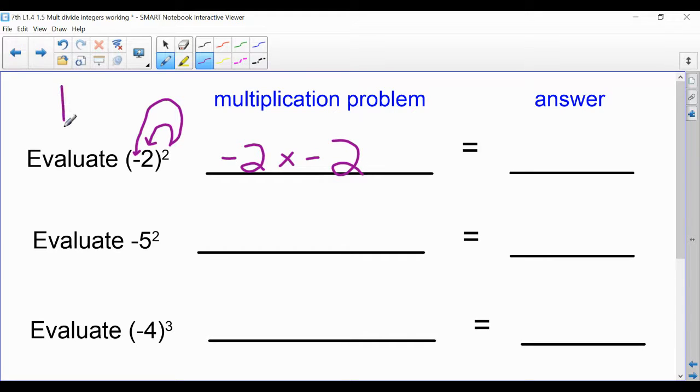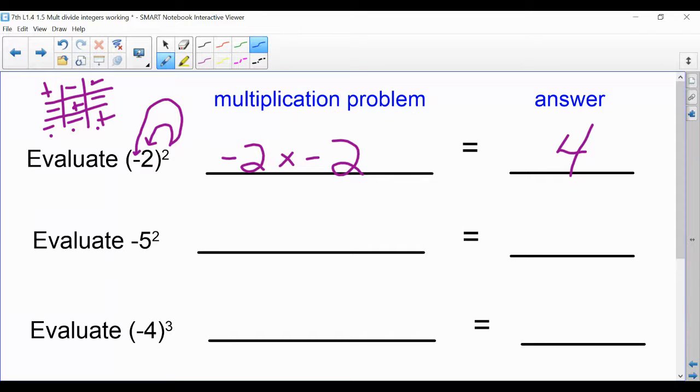So if we look at our tic-tac-toe board for the sign for our answer, and we do 2 times 2. Okay, so 2 times 2 is 4. And then we're multiplying a negative times a negative, which gives us a positive. So our answer for that one is 4.